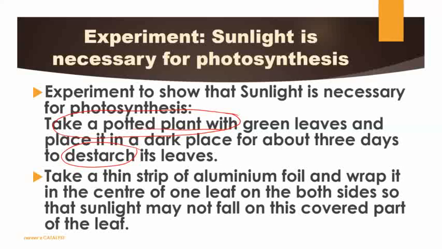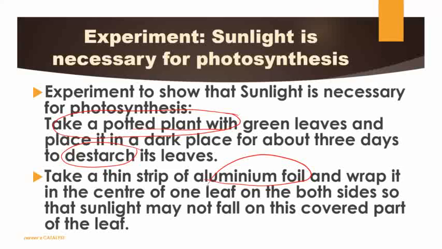You can take a cloth also, a dark colored cloth, any cloth you can wrap there. Aluminum foil is good if you wrap it. So take a thin strip of aluminum foil and wrap it on the leaf, anywhere, in the center, on the side, anywhere you can wrap. Just ensure that no sunlight is entering that part of the leaf. What we did here is take a potted plant and keep that potted plant in a dark room for 2 to 3 days so that it can destarch.